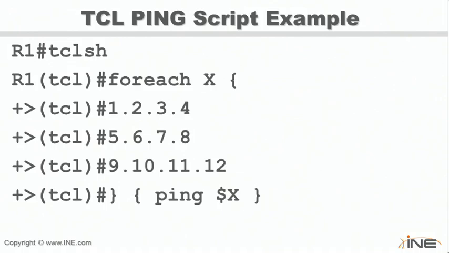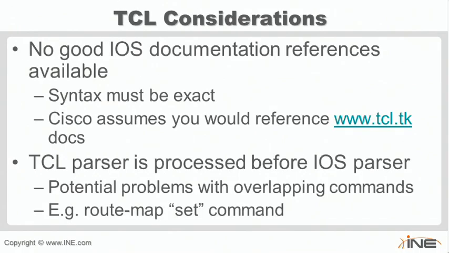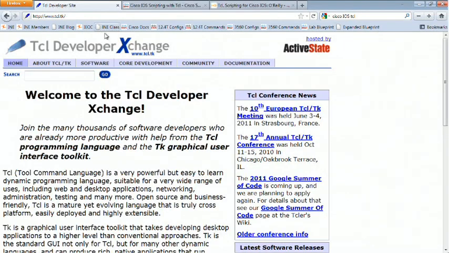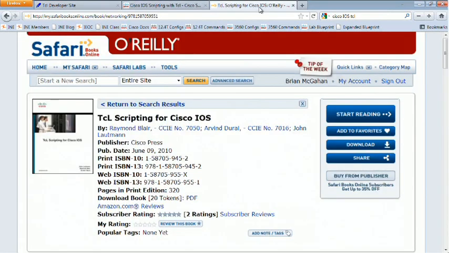Now, there are a lot of resources for TCL that are going to be outside of our scope here. If you go to the main TCL website, which is tcl.tk, you can see all sorts of documentation there. There's also a specific book for IOS scripting on TCL. It's just called TCL Scripting for Cisco IOS. You can see this one is available on Safari if you want to read through some portions of it, or you could buy a printed copy from Cisco Press or Amazon, wherever.